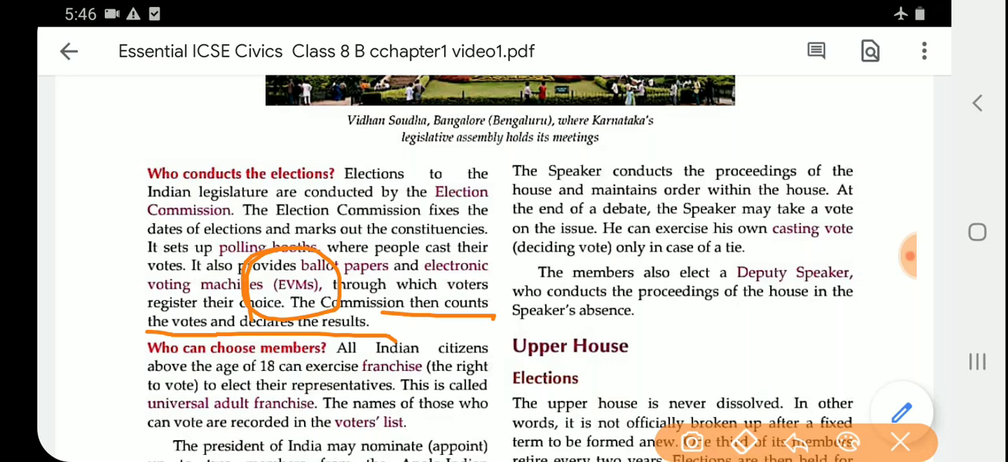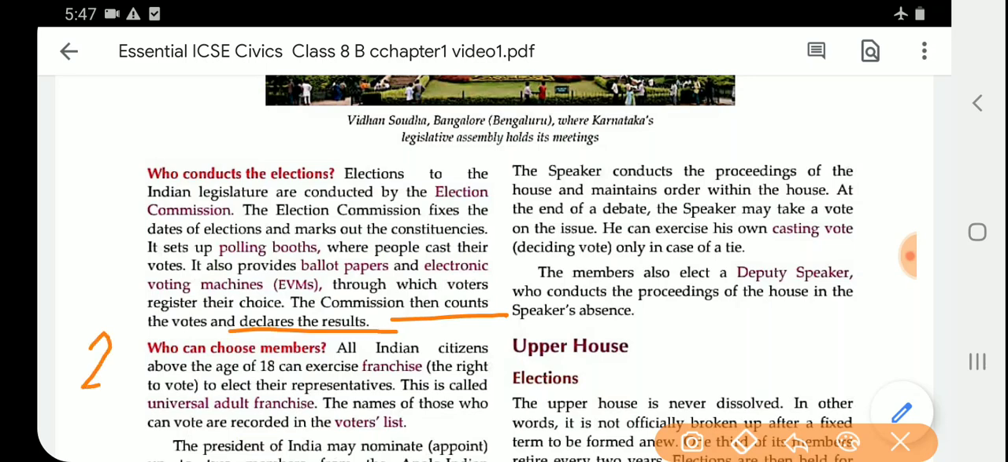So once again, I explained who is conducting the election. The election is conducted by the election commission, and they have to fix the date and mark out the constituencies and set up the polling booths where the people can cast their votes, and provide the ballot paper and electronic machines for the voters to register their choice. And the last duty of the commission is to count the votes and declare the result.